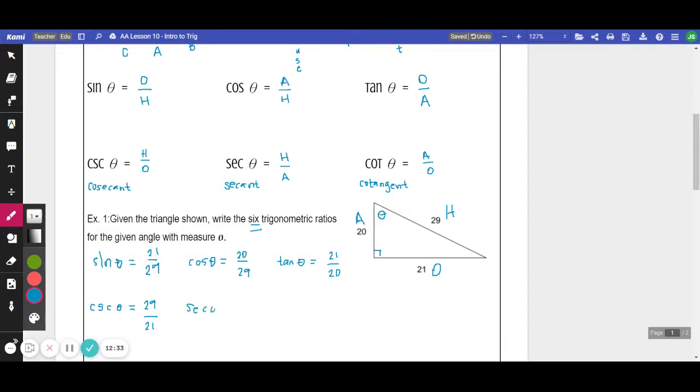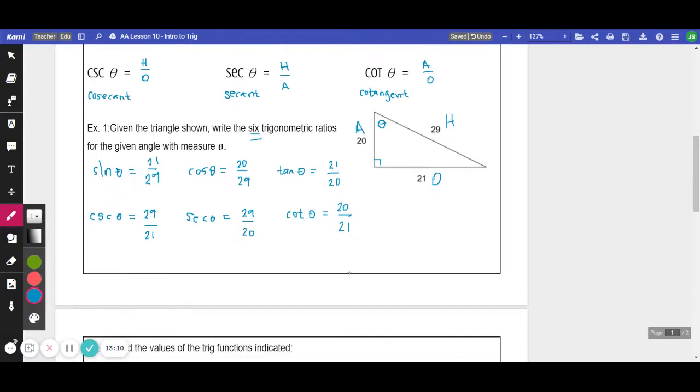Secant, if we look back up, secant is hypotenuse, 29, divided by adjacent is 20. And then the sixth one, cotangent of the angle is equal to, cotangent is the adjacent side, 20, divided by the opposite side, 21. So we have now gone through and identified all six. So that's what trig functions look like.